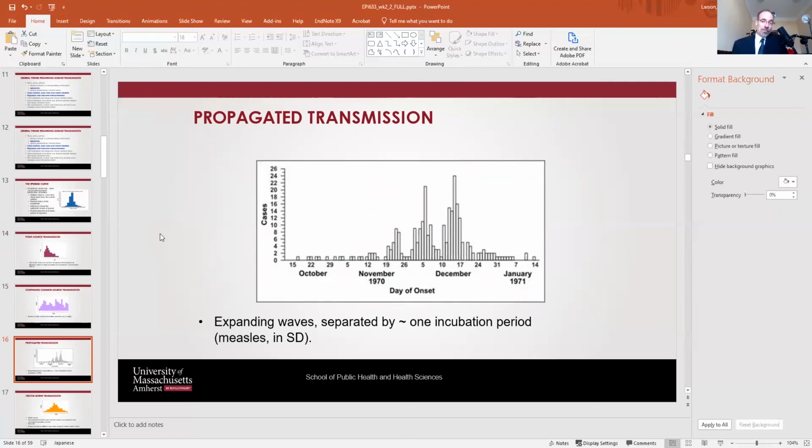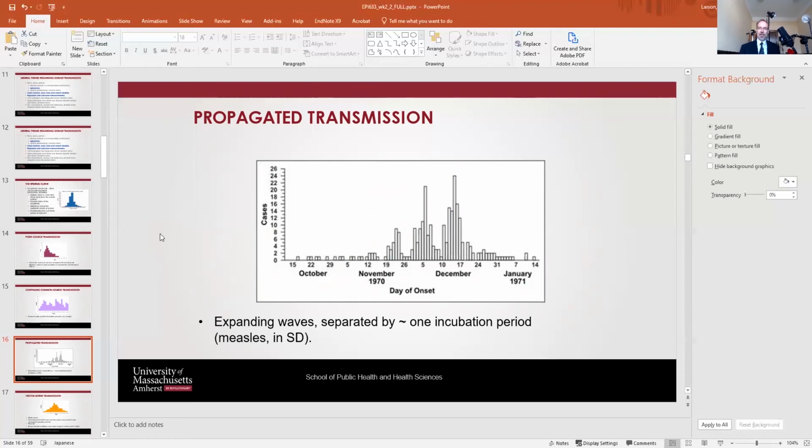Propagated transmission. This is when there is some sort of localized, continual transmission over a period of time. Here we have months over some set of years. I don't quite know. Oh, this is measles. Okay, this is measles. And so we see, in October of 1970 to November, there's really not a whole lot going on. And then these peaks start happening. These waves are expanding over time, which means transmission is cyclic but ramping up, and then dwindles off for whatever reason.